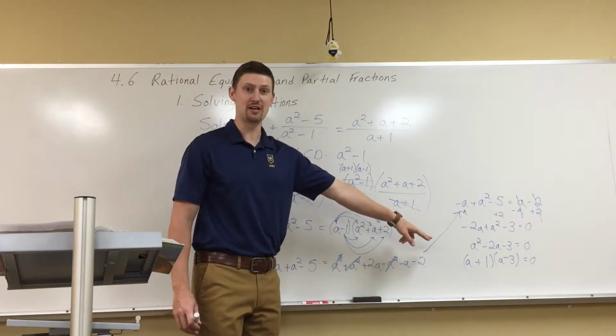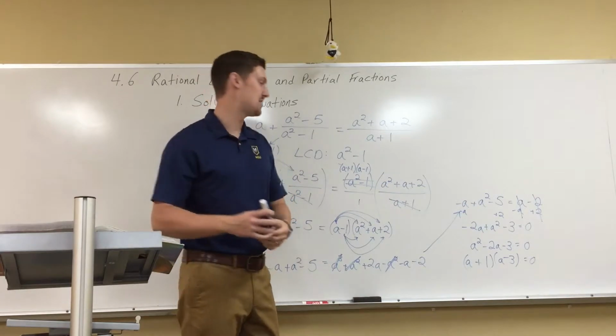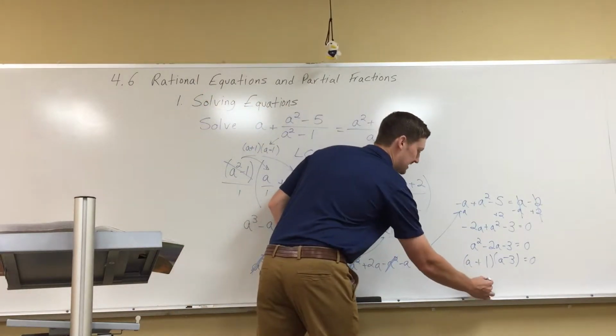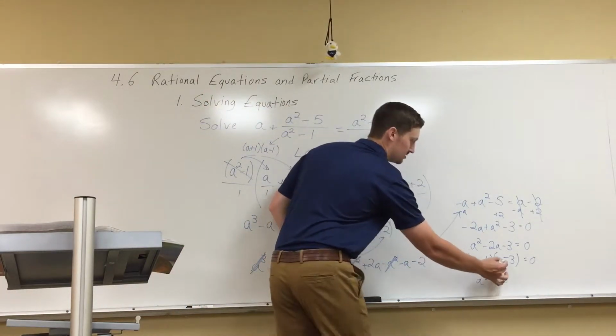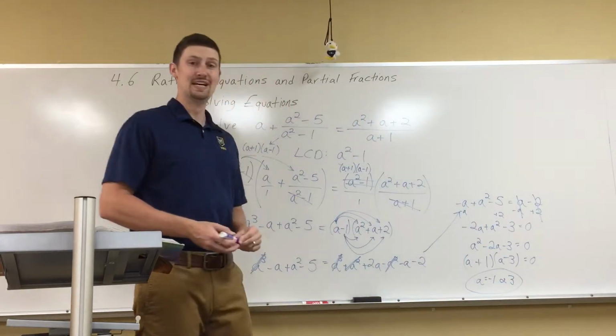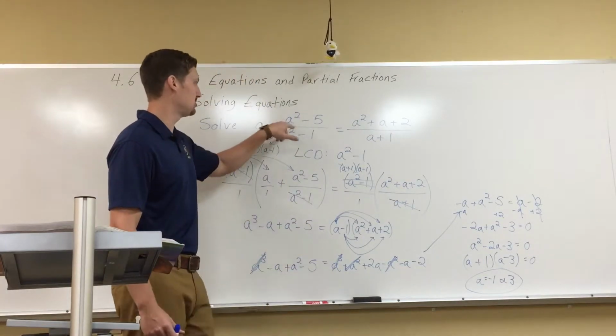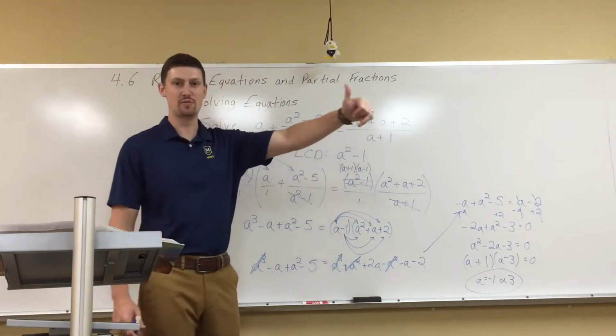Pretty much done. How do I do it here? Set both of these binomials equal to 0, or just take the opposite sign. A equals negative 1 and positive 3. Those are my two answers, negative 1 and 3. If I plug either of those into a here, the statement would be true.